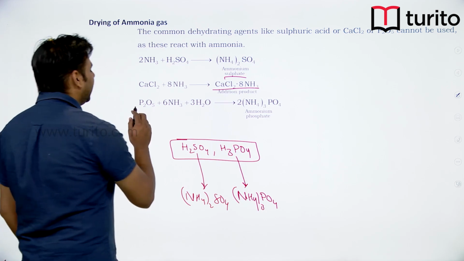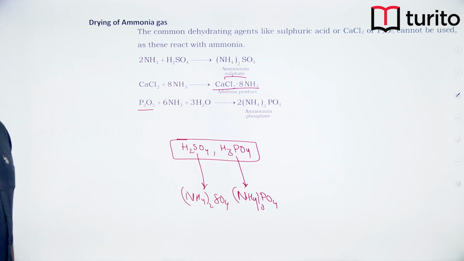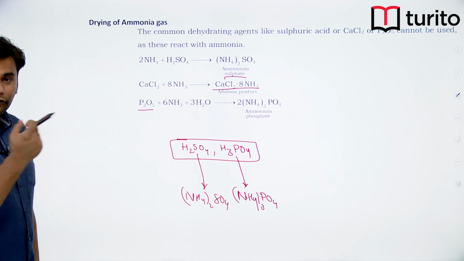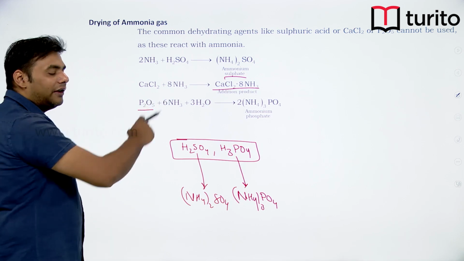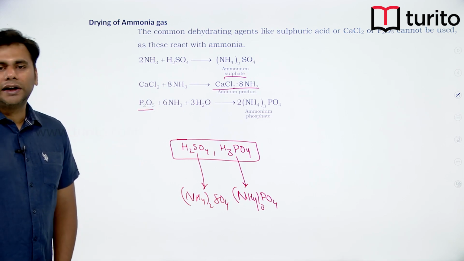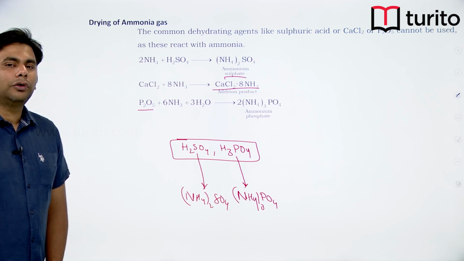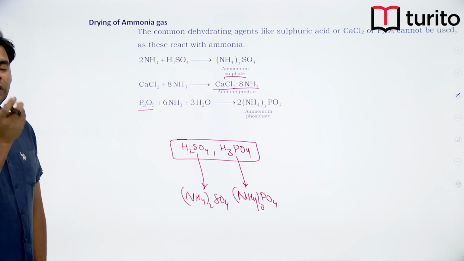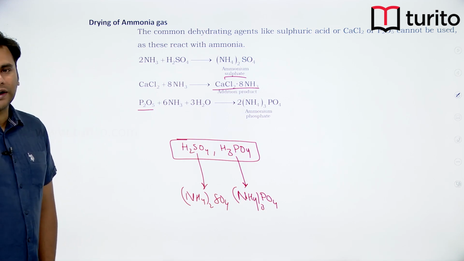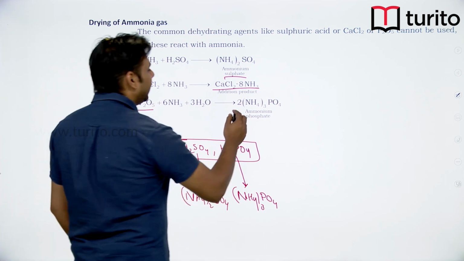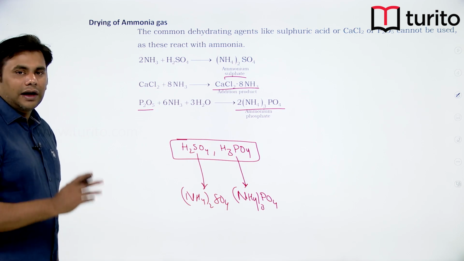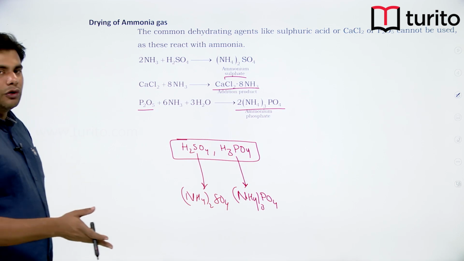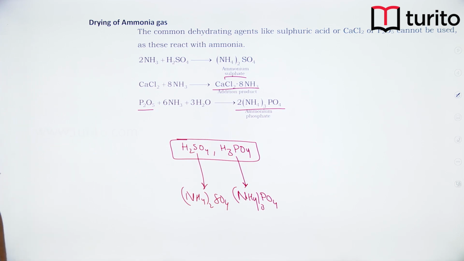You can also take P2O5. P2O5 is also a drying agent. P2O5 removes water from any system and gets converted into H3PO4. So if P2O5 removes water from ammonia, it will form H3PO4. Now ammonia is basic and H3PO4 is acidic in nature, so they will react together and form ammonium phosphate. So we cannot take H2SO4, H3PO4, P2O5 or calcium chloride for drying of ammonia.